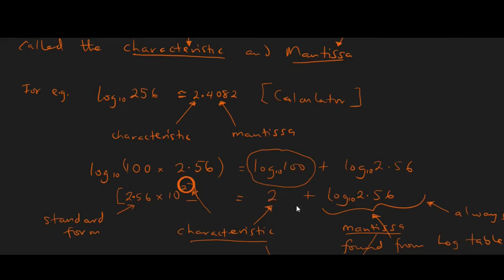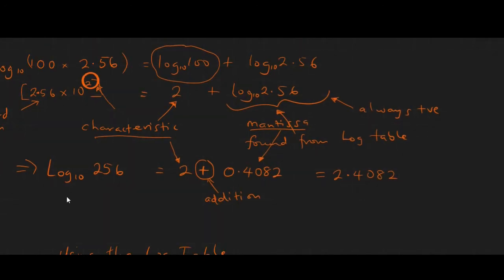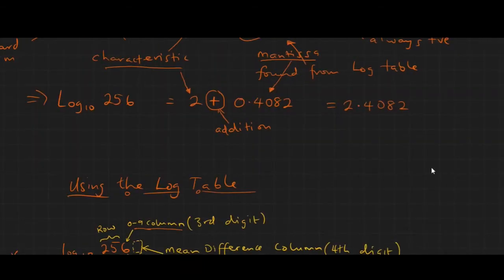Therefore, the log table does not show us how to find this number or characteristic. Rather, it focuses on finding the mantissa. So let's see how this is done. Again, let's remember that log to the base 10 of the number 256 is equal to the characteristic plus the mantissa part. Now let's see how to use the log table to find the mantissa.